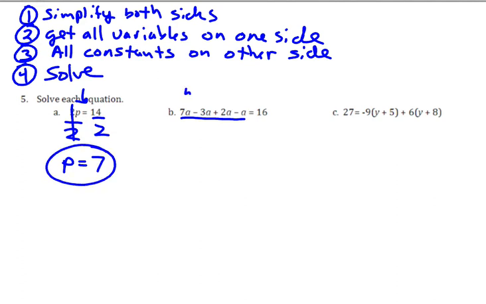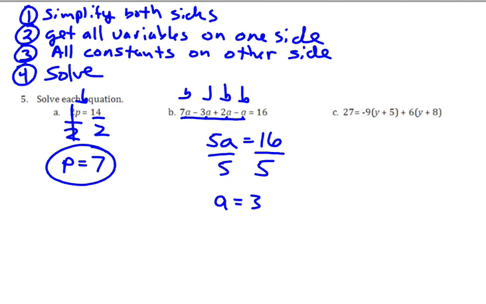Now this one's kind of funky because it has 4 a terms on one side. We basically got to add up all those a terms. They're all like terms. There's no a squared, it's just all a terms. 7a minus 3a is 4a. 4a plus 2a is 6a. 6a minus 1a is 5a. 5a equals 16. Once again, variable term on one side, constant on the other. I'm just going to divide. And you can plug this into your calculator. 16 divided by 5. I think it's 3.2. You can write your answer as a fraction or as a decimal. Either way. I'm going to let you guys try C.